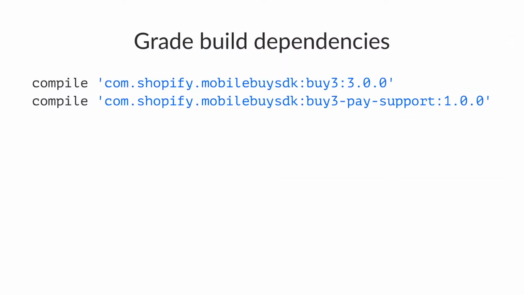Great, so if you're installing with Gradle, the build dependencies look like this. The first one here would be the build dependency that is for the SDK itself. You'll definitely want to have that one. And the second one is just for Android Pay. So if you're not going to use Android Pay, you won't need the second build dependency. Just the first one will be required for you.